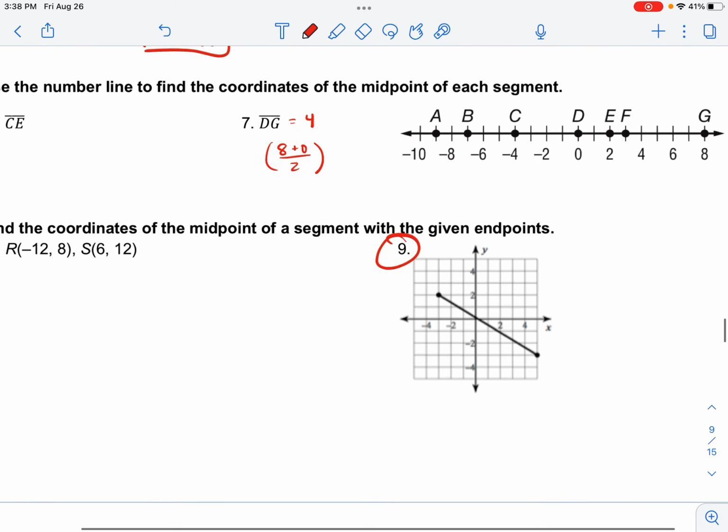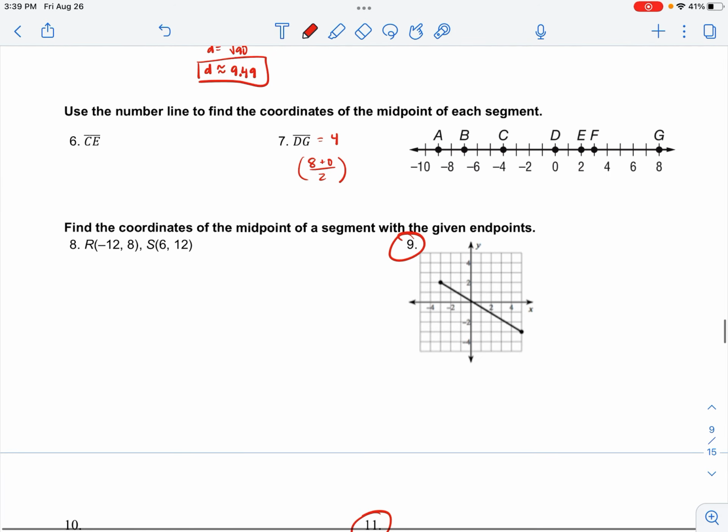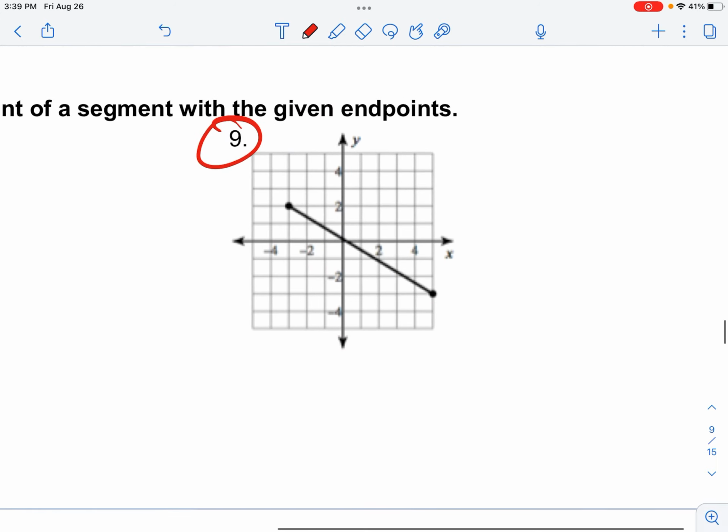So that one's pretty straightforward. Here is where it gets a little bit more fun because we actually have points. Now, in this particular case, we actually need to come up with the coordinates. So we need to go 1, 2, 3 to the right, 2 up. So this is negative 3, 2. This coordinate to the right is 5 to the right, and then 3 down.